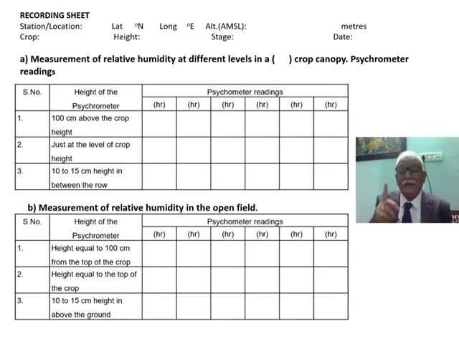Again and again, I'm telling you, the live demonstration of this I'm going to upload on my other YouTube channel, on agrometeorology, farmers and rural development. Till that time, with operational measurement, you know how to conduct an experiment also.